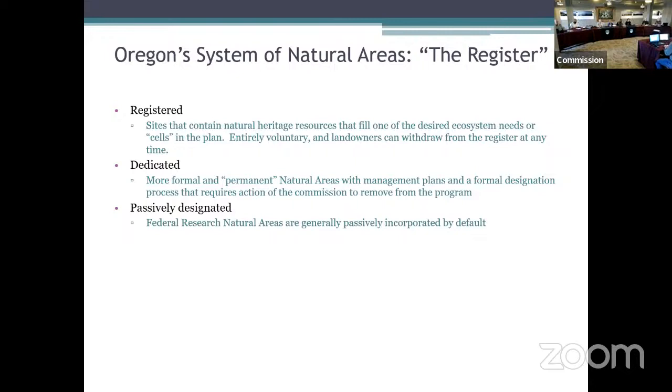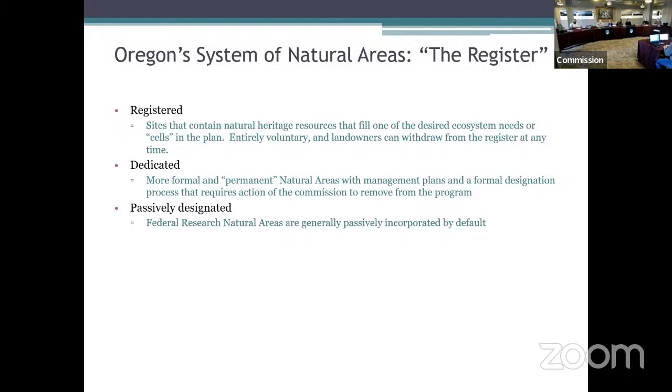Oftentimes that was with a tax benefit motive, but the register, again, is entirely voluntary, and it's just meant to capture the names and locations of some sites, but not to necessarily say that they're permanently protected or that they have a strong degree of protection. That's for the next category, which is the dedicated sites. Dedicated sites are meant to be much more formal. They have management plans. It takes an action of the commission and formally the state land board to remove them from the program. And it takes a public process to remove them from the program. So they're much more permanent, but they can be wiggled out of if necessary.